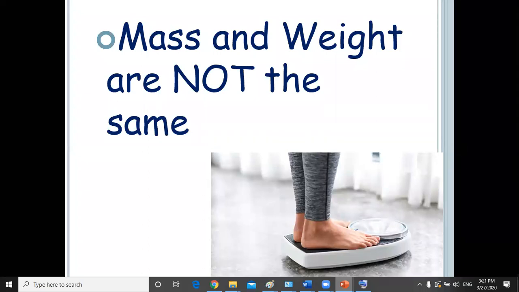Your mass on Earth and in space is the same. If your mass is 50 kilograms on Earth, your mass in space is 50 kilograms, but your weight is different because we don't have gravity in space. Remember that? It's very important.